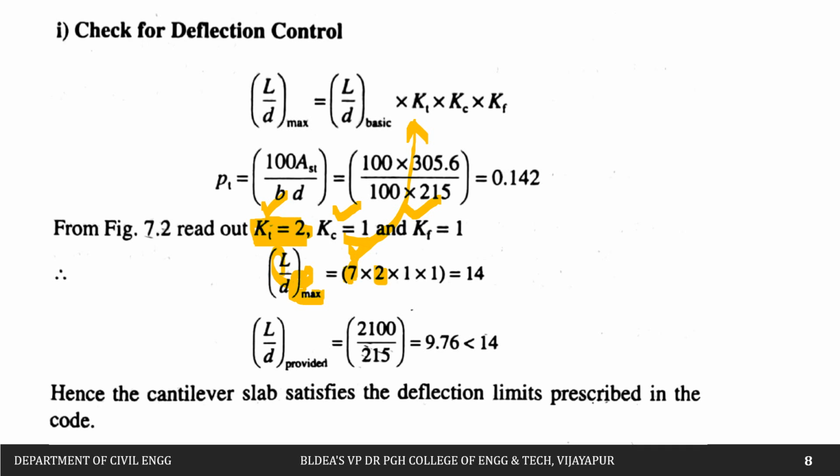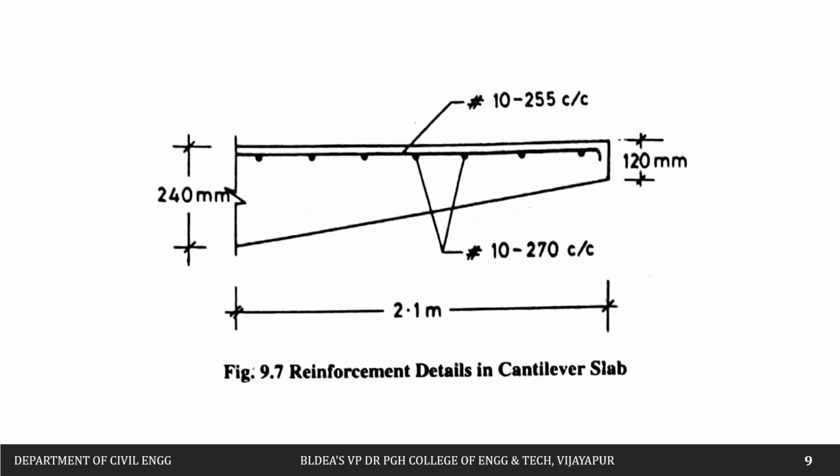With KT as 2, and KC and KF as 1, that value will be 14. L by D provided will be equal to L, which is 2.1 meters, divided by D provided, 215, which is equal to 9.76, which is less than 14. So therefore our slab is satisfying the deflection criteria given in the code.